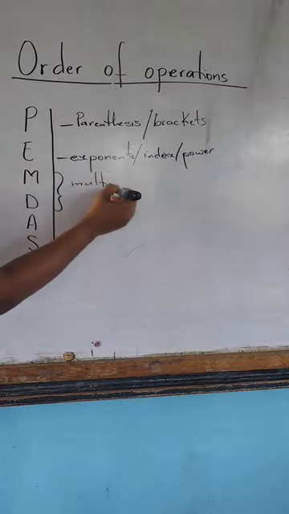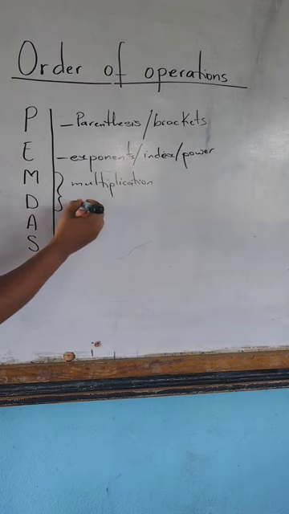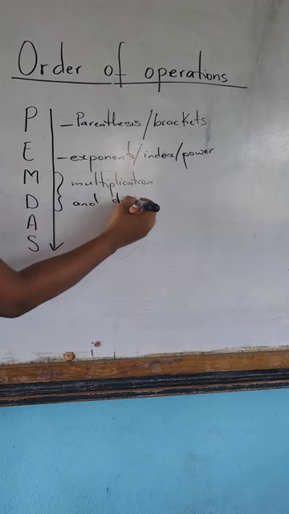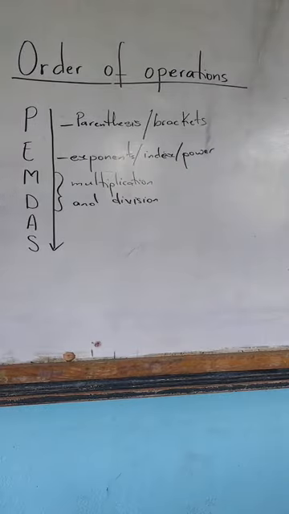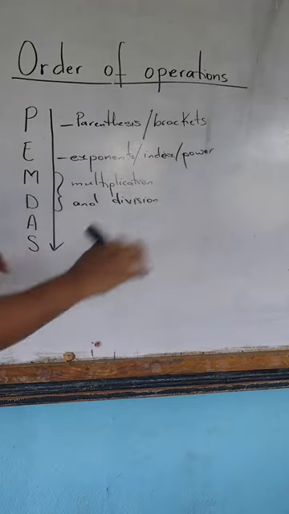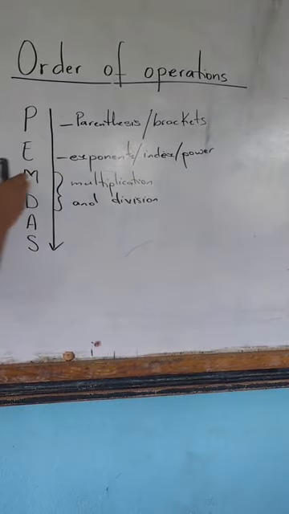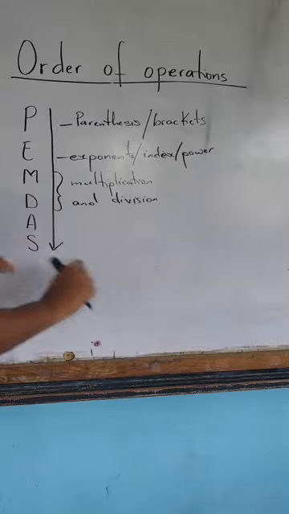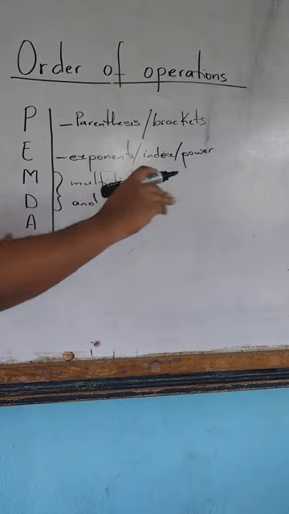Next, I'm going to do something here because I want you to understand that these two operations, multiplication and division, the order in which these are performed is from left to right. So none takes precedence over the other. We do them in the order in which they appear in the expression. So if I'm seeing multiplication and division, they're on the same level. However, we do them in the order in which they come.